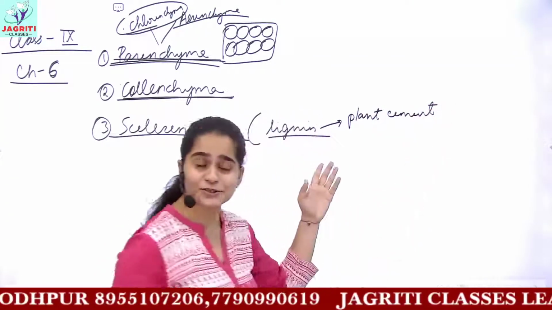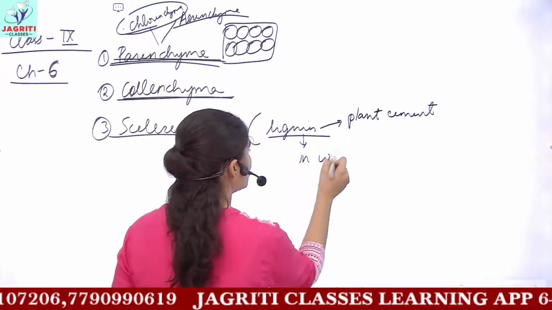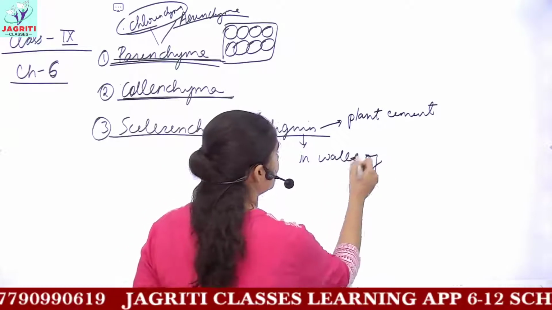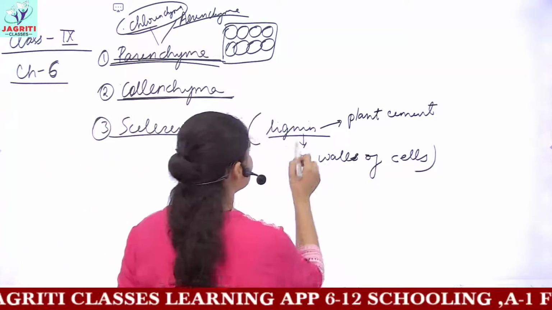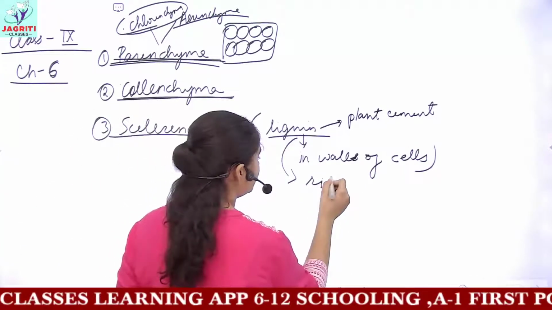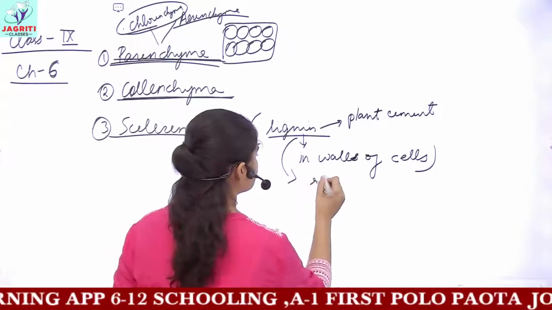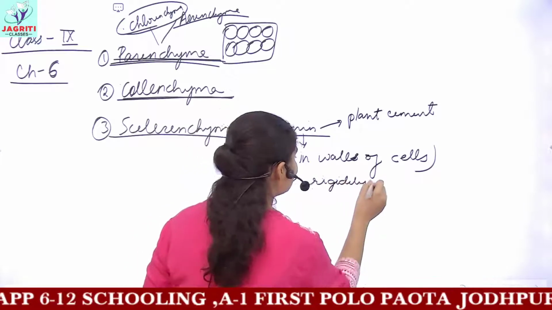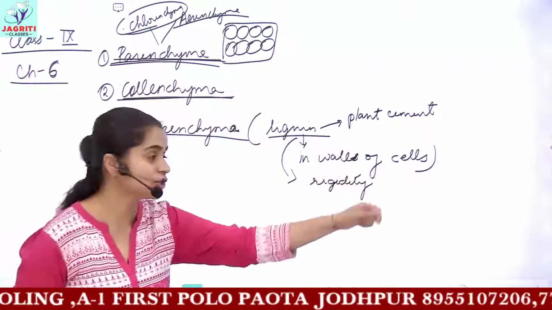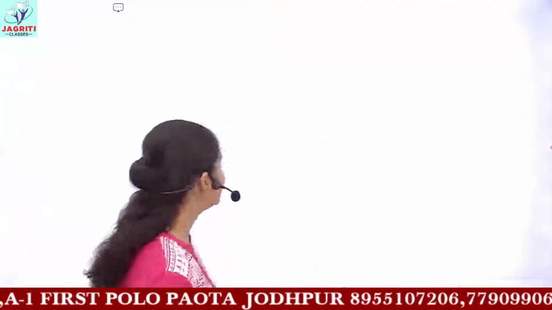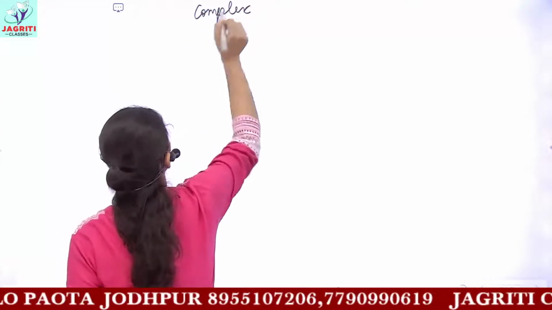Yes, lignin is called plant cement. So lignin is present in the walls of the cells of sclerenchymatous tissue, and this lignin helps to provide rigidity. It provides rigidity and mechanical strength to the plant. So this was a recap about simple permanent tissues. Now we'll be starting the next, that is complex permanent tissues present in plants.